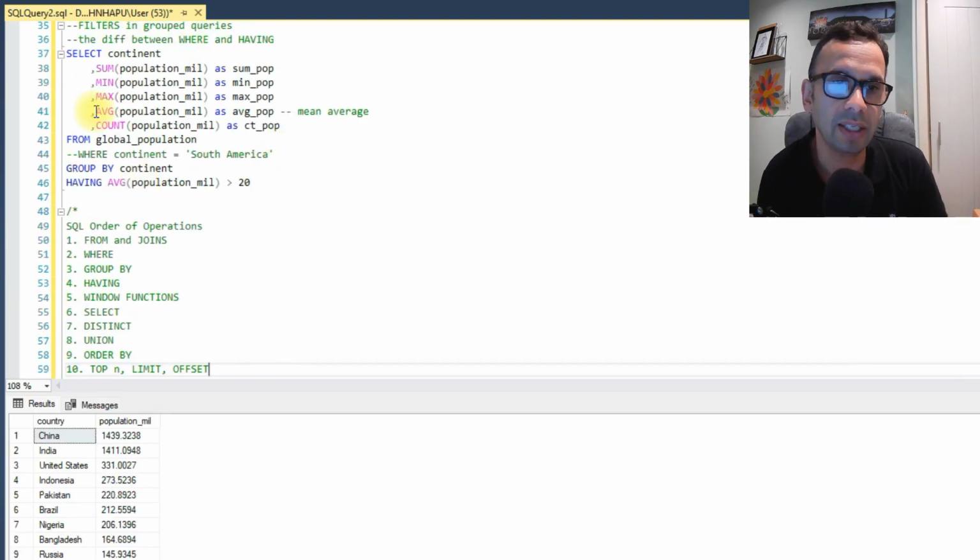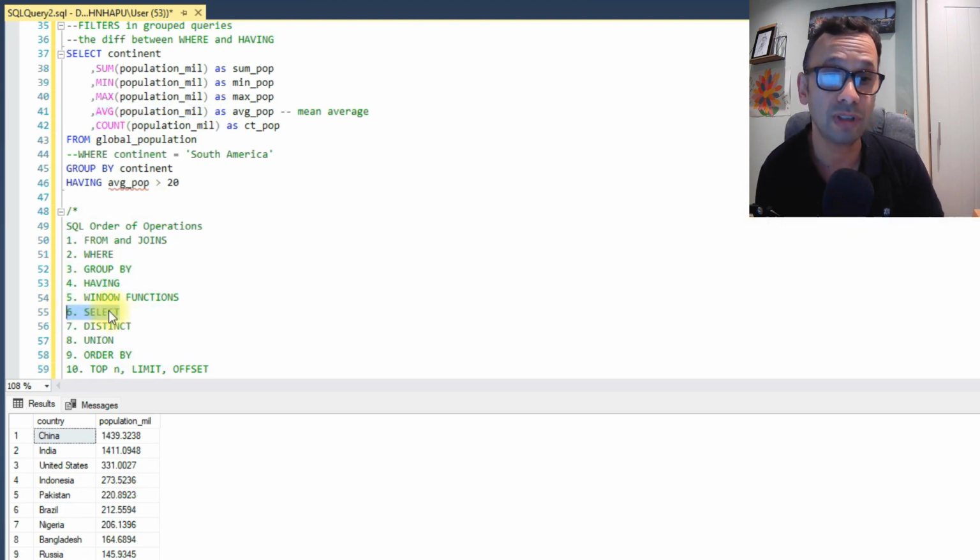So that's why you can't just have the field name there, because by the time it does the having, it hasn't yet figured out that average pop is an alias for that field, because it does the select there. It does the having before the select. So after it's done the select, then it knows that average pop is an alias for that calculation.